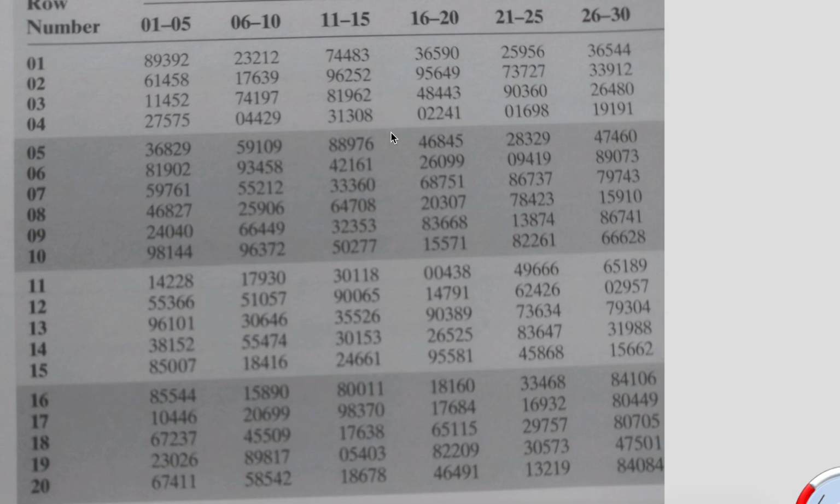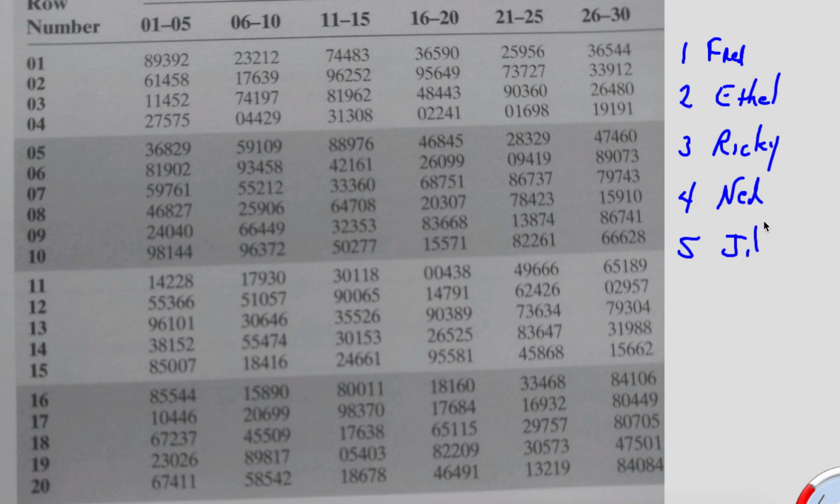And the first thing to do is assign your list of names, or whatever it is that you have, a number. So you'd write your numbers 1 through 7, each one with a name on it, right? So 1 maybe is Fred, 2 is Ethel, 3 is Ricky, 4 is Ned, 5 is Jill, 6 is Bill, and 7 is Ike.